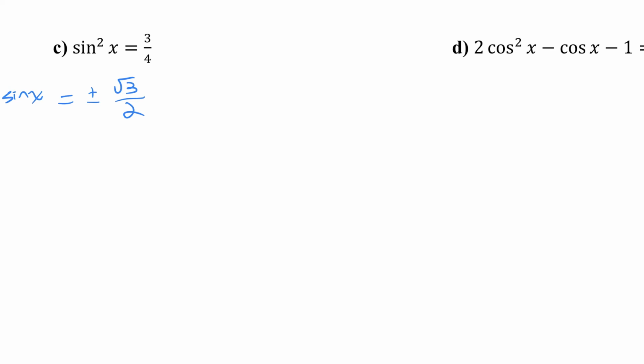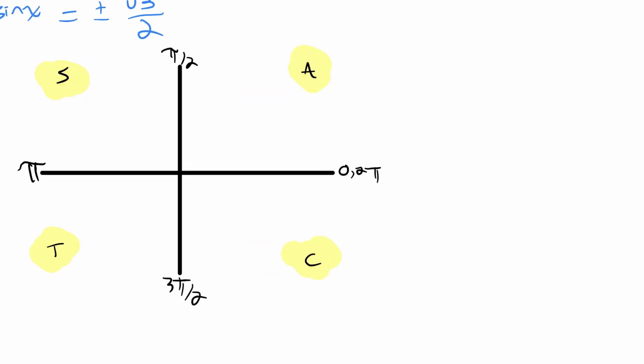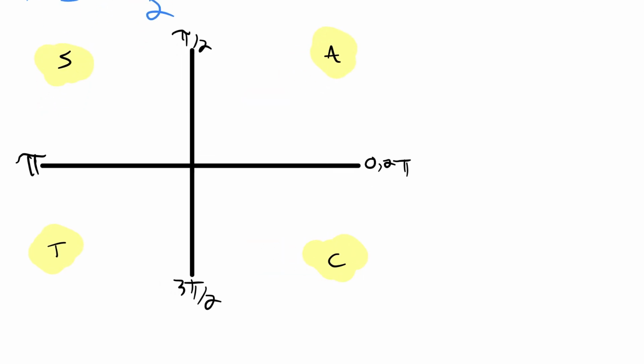Let me draw my Cartesian grid. Now, because I want positive root 3/2 and negative root 3/2 for sine ratios, I know I'm going to get an answer in all 4 quadrants. Quadrant 1 and 2 for the ratio of positive root 3/2, quadrant 3 and 4 for the ratio of negative root 3/2. So I will place terminal arms in all 4 of those quadrants.